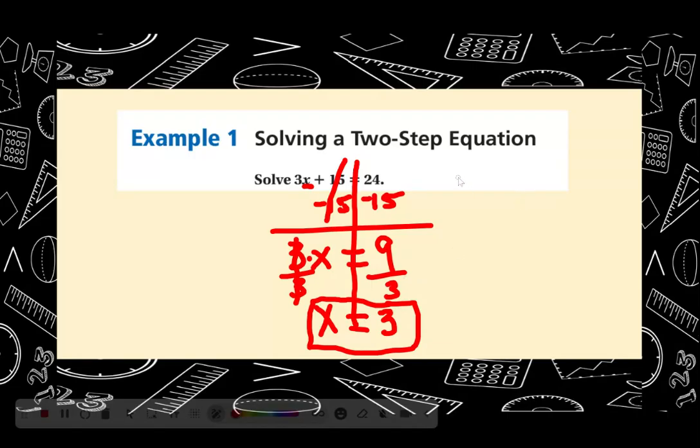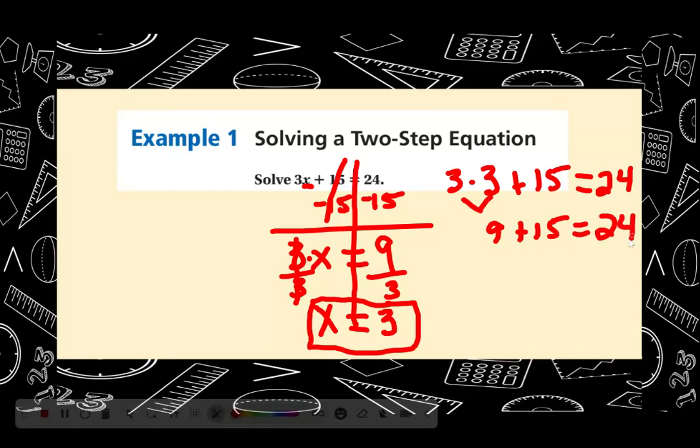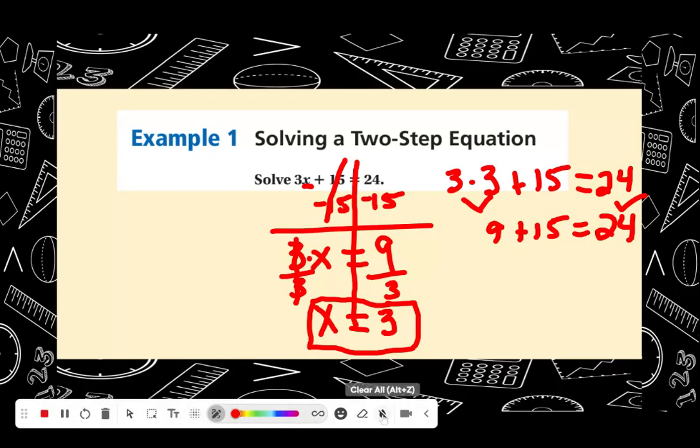Let's substitute in. So 3 times 3 plus 15, does that equal 24? Well, 3 times 3 is 9. Does 9 plus 15 equal 24? Yes, it does. Check. So my answer is correct.